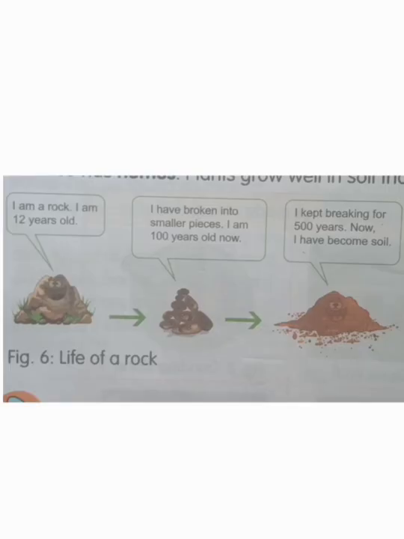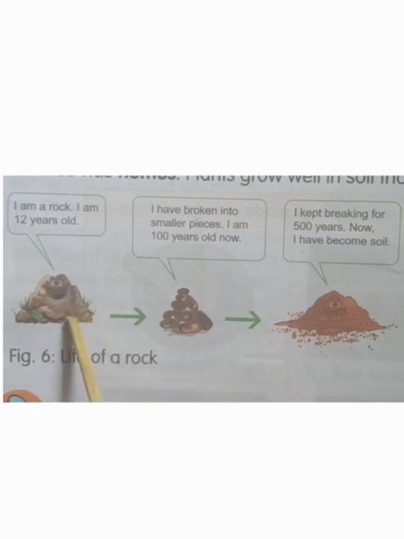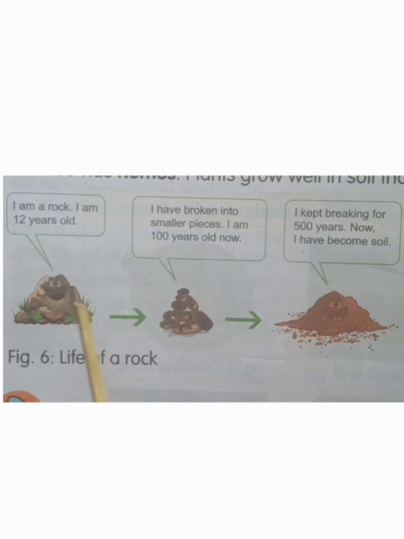Let's learn about the formation of soil. See how soil is formed. As you can see in the picture, these are rocks. Rocks on the earth are broken down into smaller pebbles. How do they break? By rain and flowing water. These rocks break into smaller pebbles by rain and flowing water.